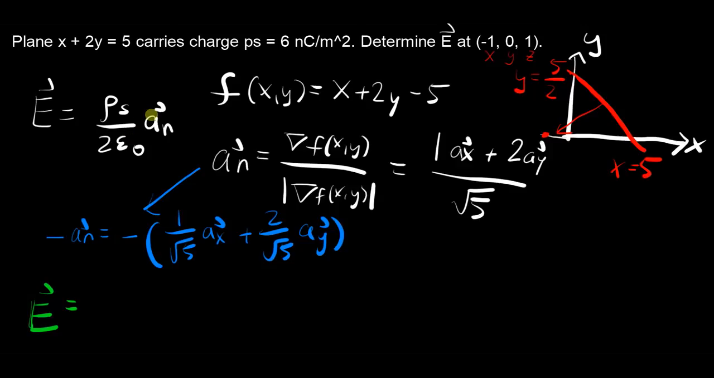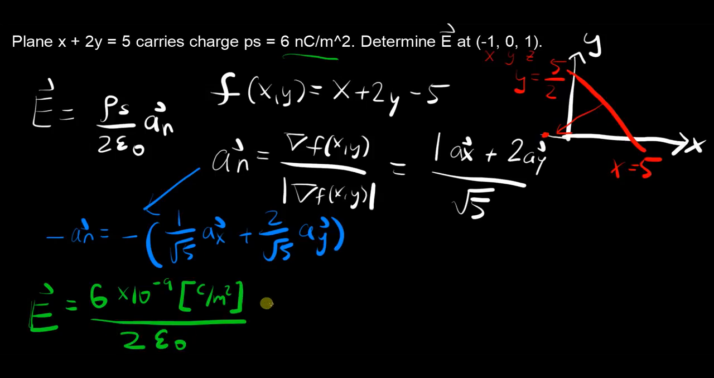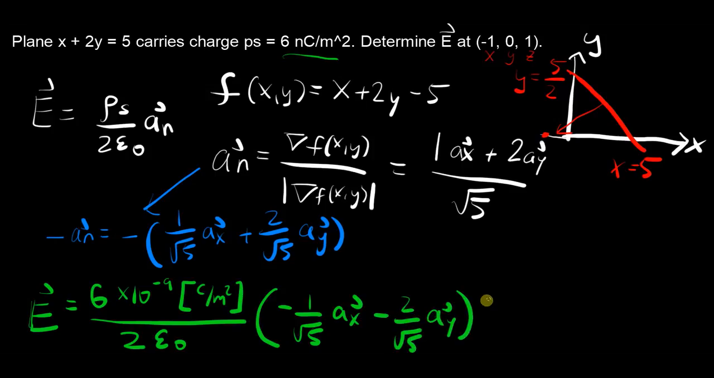So then your final answer is going to end up being in the form electric field is equal to plugging in the rho s given to us here. It's going to be 6 times 10 to the -9 coulomb per meter squared over 2 times epsilon naught. And now for an, you're going to plug in this one, which is -1 over root 5 ax minus 2 over root 5 ay.